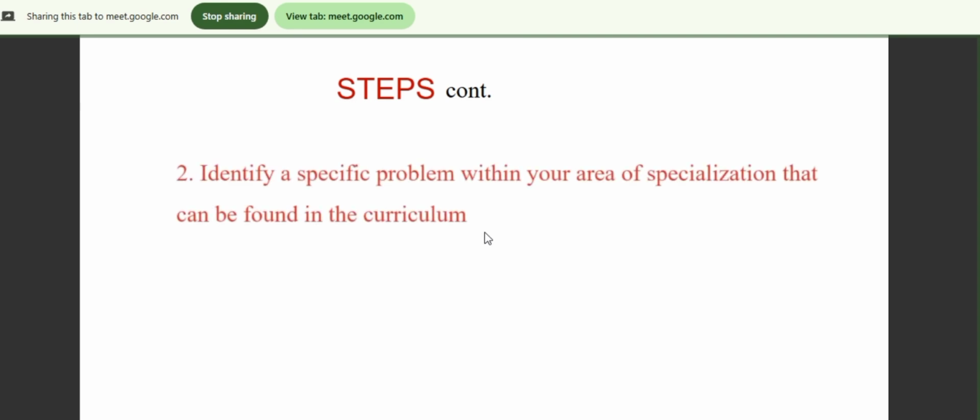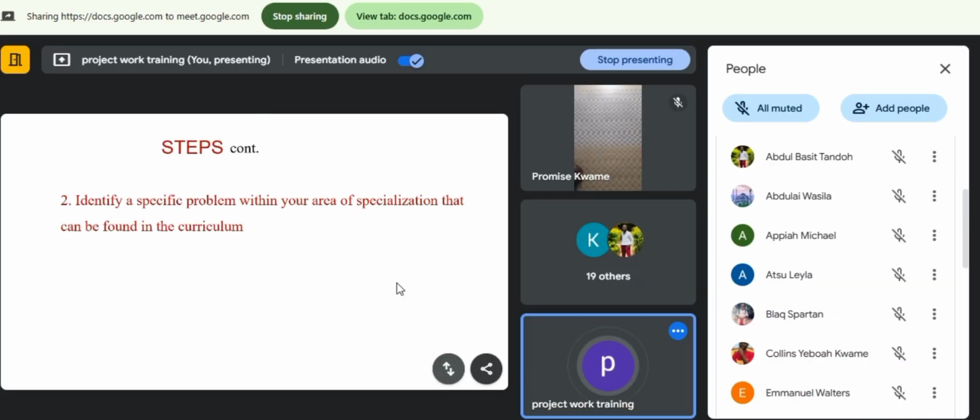Let's look at step two. You identify a specific problem within your area of specialization that can be found in the curriculum. Don't forget this. Now, our main focus as teachers in this new curriculum is to solve problems. That's an action research topic. So you can't choose any action research topic that does not link to the curriculum struggles. Okay.